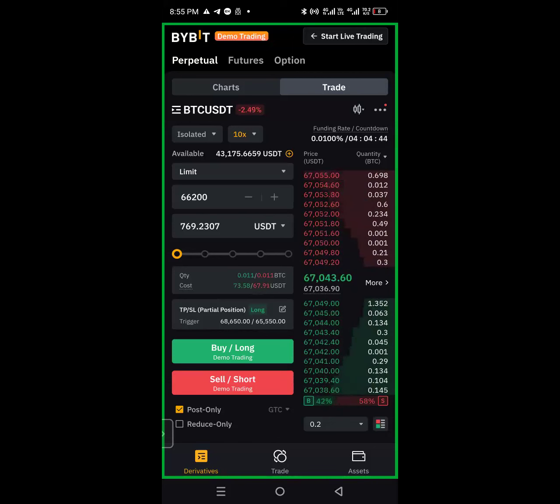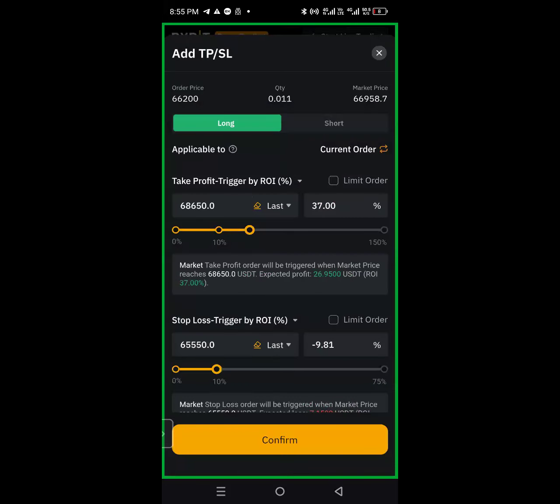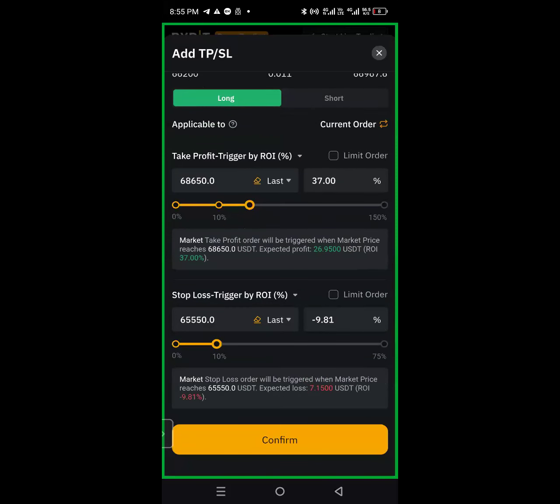For example, it means that this trade now, or this instruction you are giving to Bybit now, we isolate $73.58 from your available balance and put it in this trade. And if this trade doesn't go your way, you'll only be losing, or only be risking, $7.15. If it goes your way, it means you'll be making $26.95. Do you get?